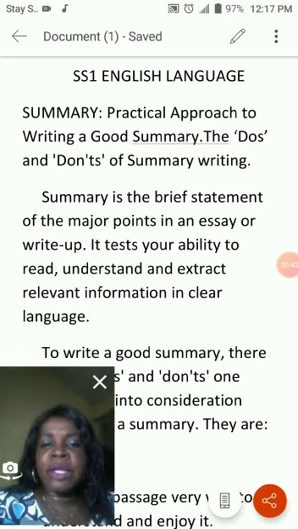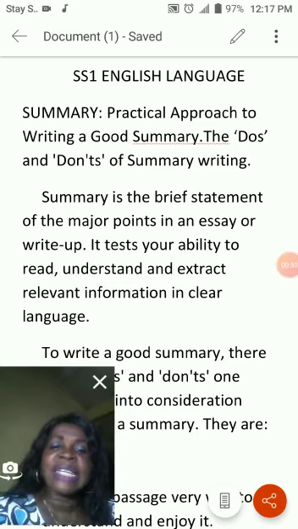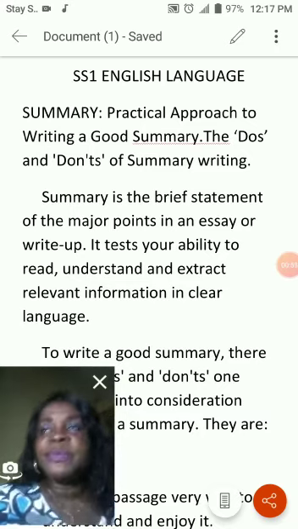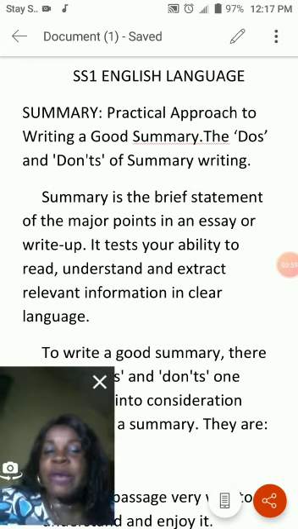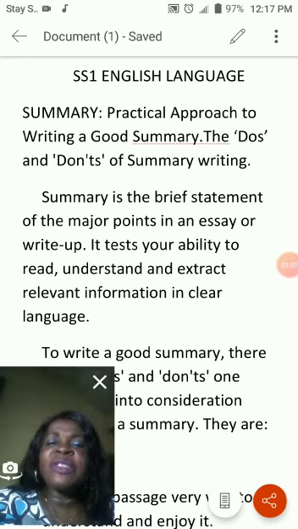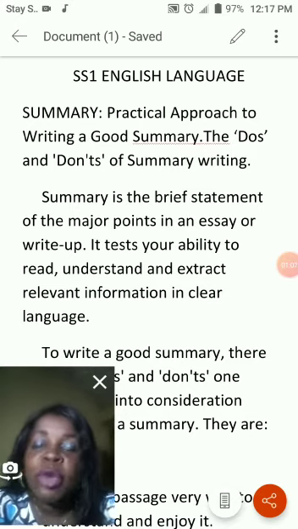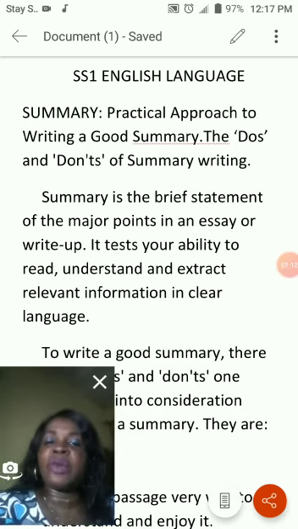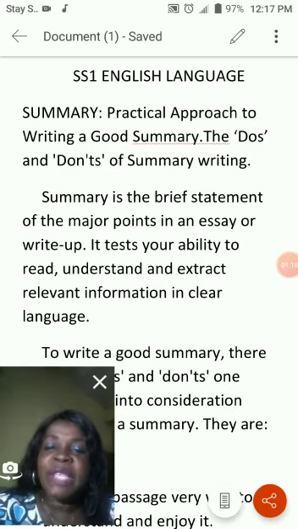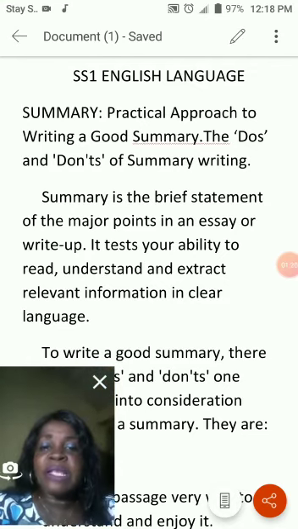Now, what is summary? Summary is the brief statement of the major points in an essay or write-up. It tests your ability to read, understand, and extract relevant information in a clear language. Whenever you are given a summary passage, the essence is to know whether you can read and understand. After understanding, you'll be able to pick out the major points that are discussed in the passage given to you. That is why we define it as a brief statement of the major points. When you pick the major points, you express them with brief statements. That is all about summary.